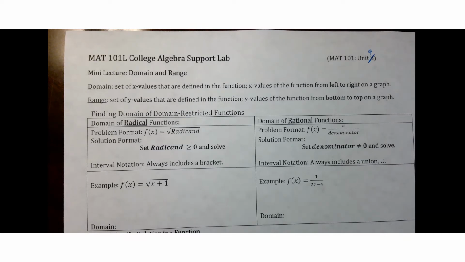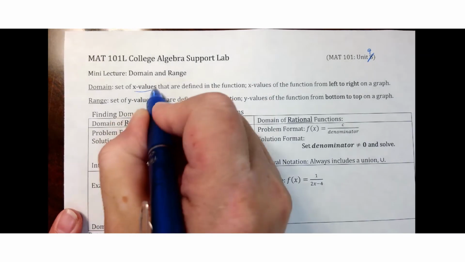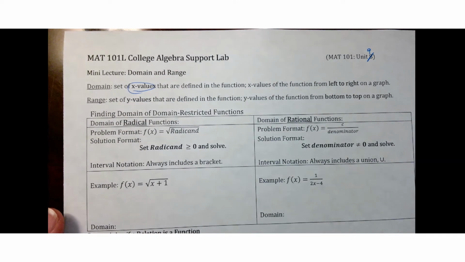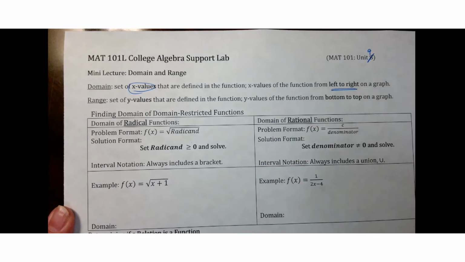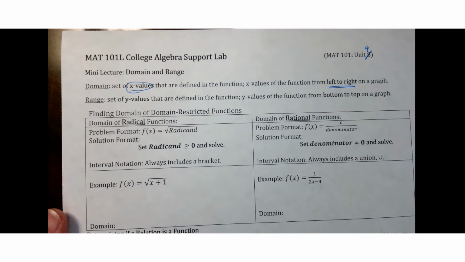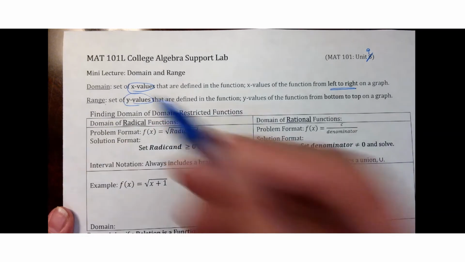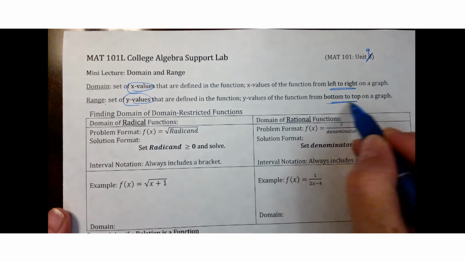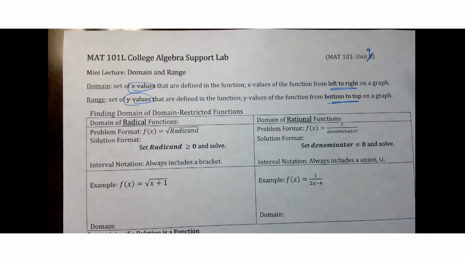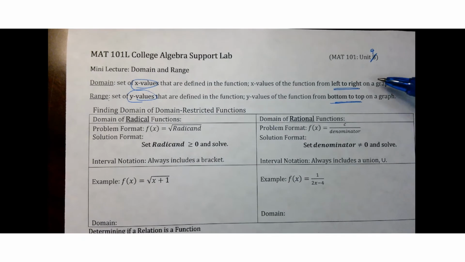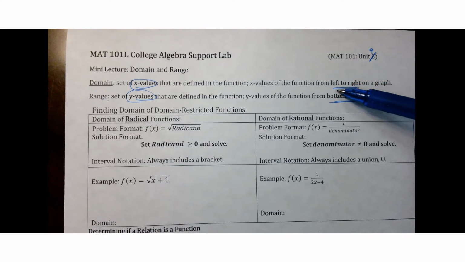Okay, so this is what you need to remember. Your domain is the set of all x values that are defined in the function. They go from left to right on a graph. Your range is the set of all y values, and they go from bottom to top. And some students find it easier for me to say, this is the smallest x value to the largest x value, and the smallest y value to the largest y value. If that helps you, you may want to write that down.